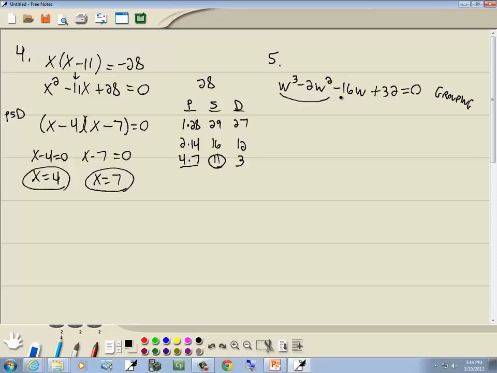So group the first 2 together, group the last 2 together. First 2 have a w squared in common. Here I had 3 w's, I took 2 of them away, so that leaves me a single w, minus 2, and I had 2 w's and took them both away, so there's no w's left. Negative 16w plus 32. They're both divisible by 16, and the first term is negative, so I'll factor out a negative 16. And that gives us w minus 2. Now our goal was to get these the same, which they are, so I'll factor out the w minus 2.